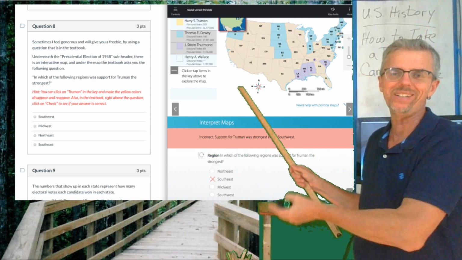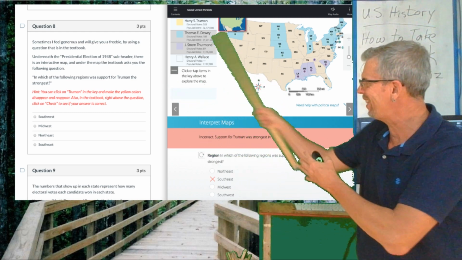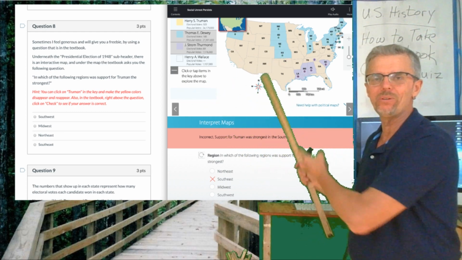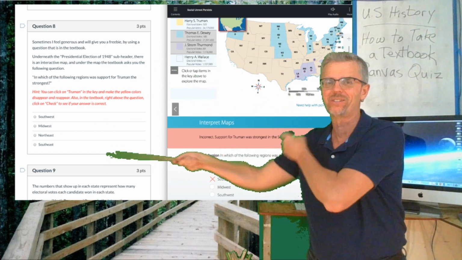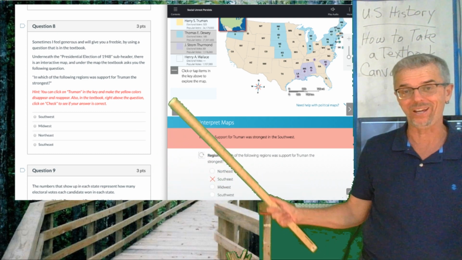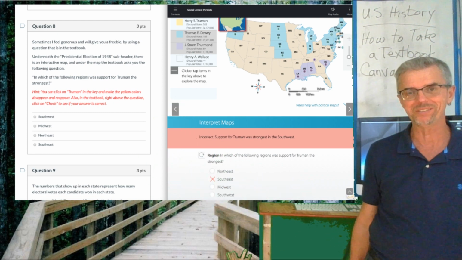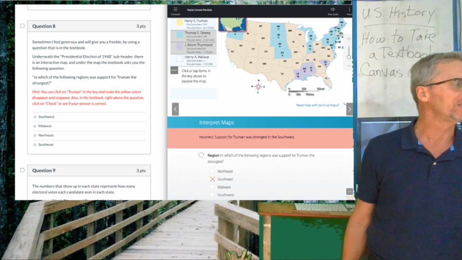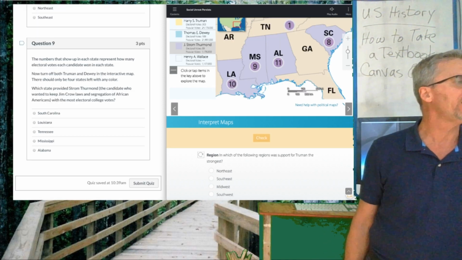So I said Southeast, and it told me, you idiot, it's the Southwest. Take a look, it's all yellow over there. Okay, so now you know, take this answer over here and answer Southwest, and you're going to get it right. That's just my way of saying, are you smart enough to actually go through the textbook and get these freebies? I hope so. All right, question number 9.